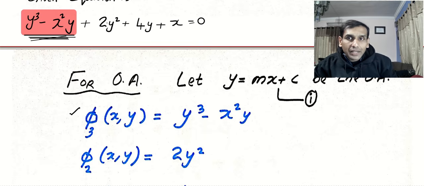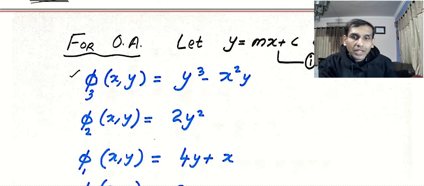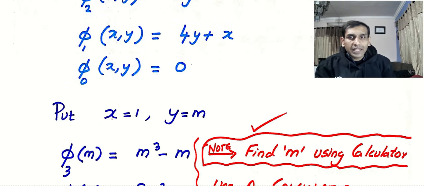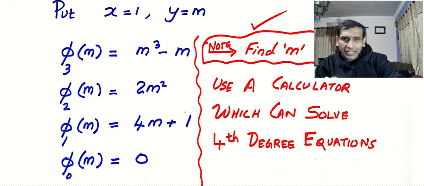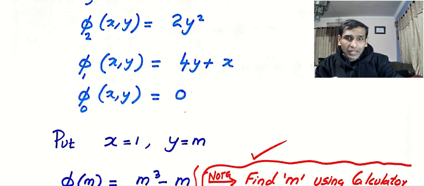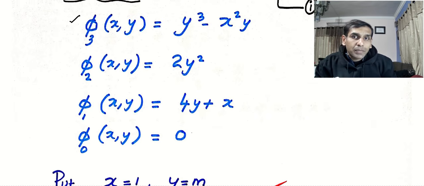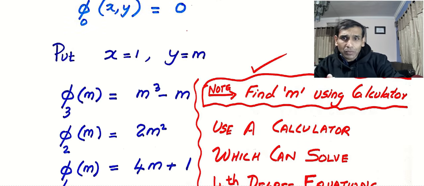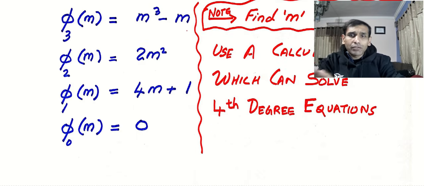And terms with degree 2 will be called phi 2. And terms with degree 1, degree 0, then what you do is you replace x with 1, y with m. So you'll get this. If you want, I'll show it. You just replace x with 1 and y with m. So that gives me m cube minus m. Anyway, you'll be able to form up to this. I'm sure about that.